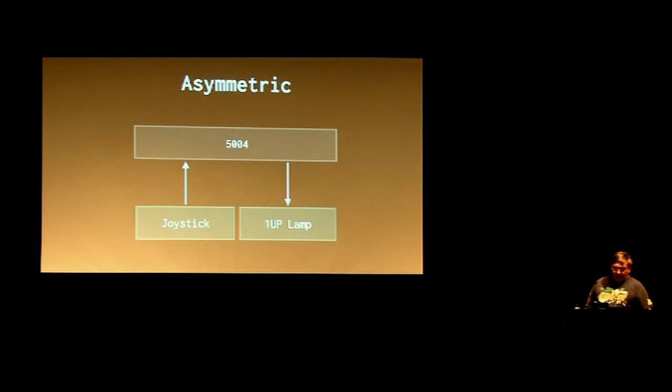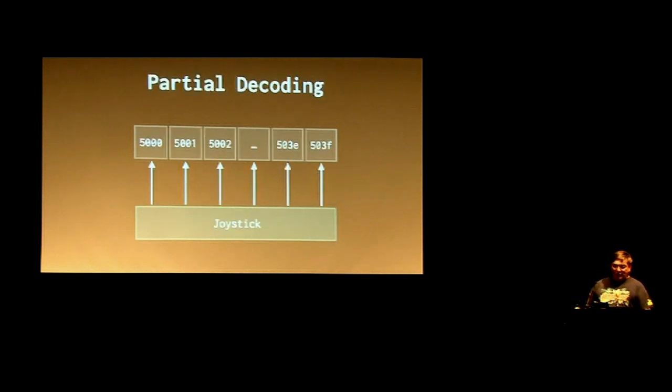Another thing is, while the joystick can be read at memory location 5004, it can also be read at 5000, 5001, 5002, all the way up to 503F. And the reason for this is that there may be 16 address lines, but it's not listening to all 16. So it's only doing a partial decoding of the address. So one location may be mapped to multiple addresses as well.